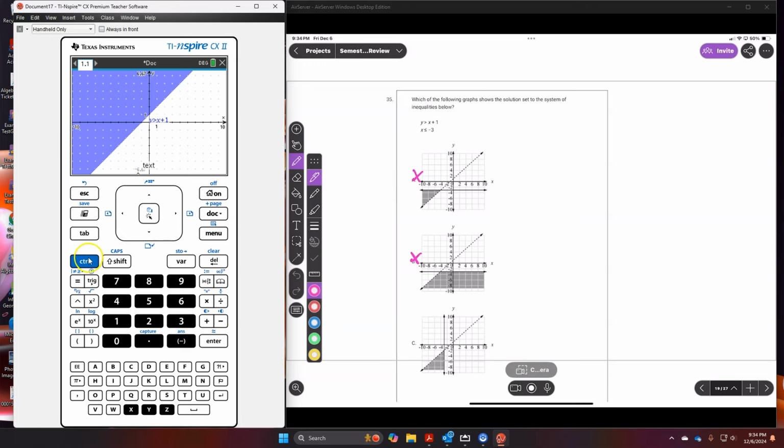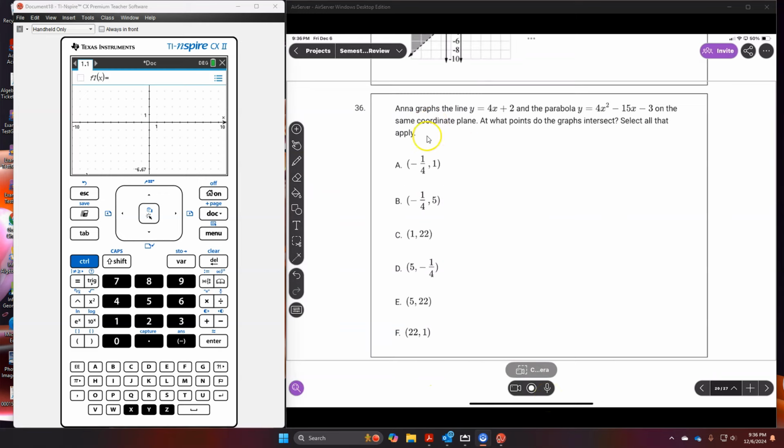So I'm going to go ahead and type in tab. So I'm going to type in X is less than or equal to negative 3. And you notice that the answer will be in the pink here. So your answer is C. Anna graphs this line. So I'm going to graph it just like Anna, 4x plus 2. And she also graphs a parabola, 4x squared minus 15x minus 3, and we press enter.